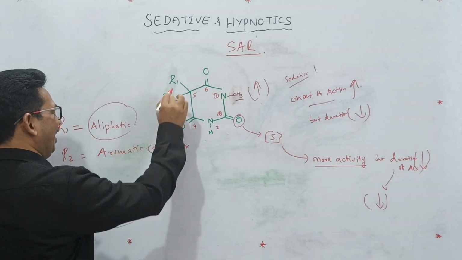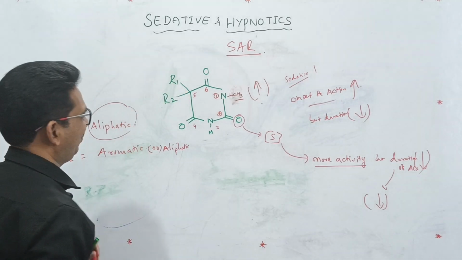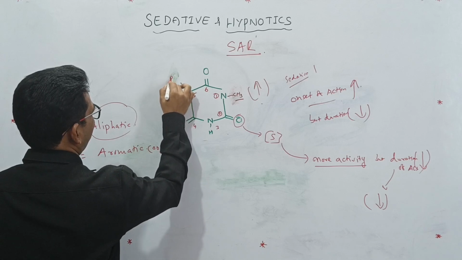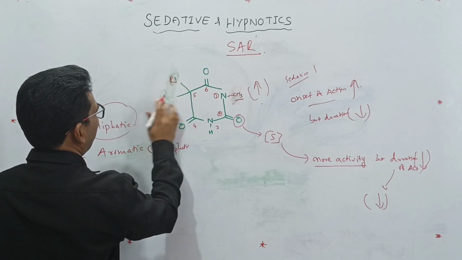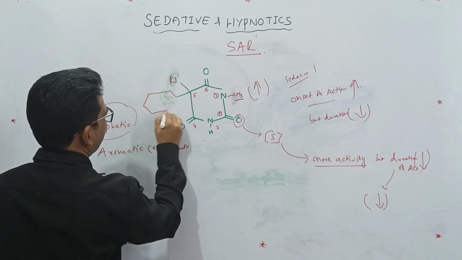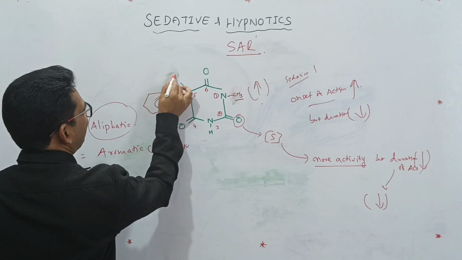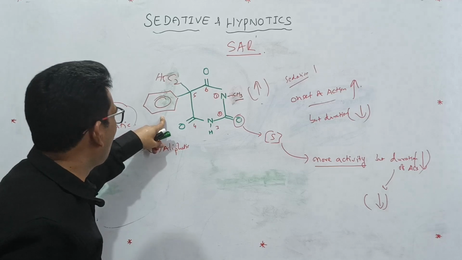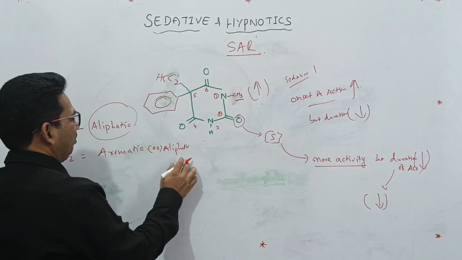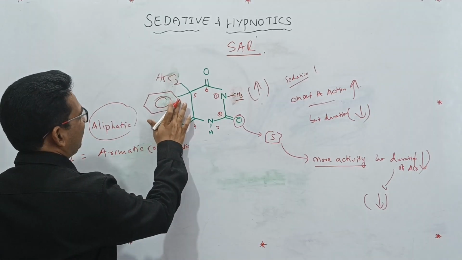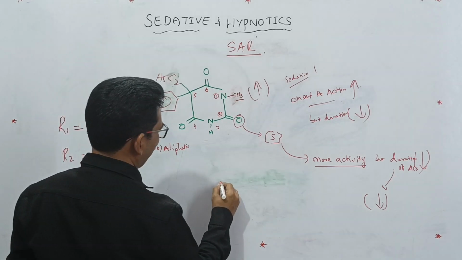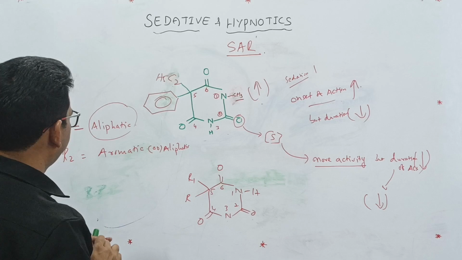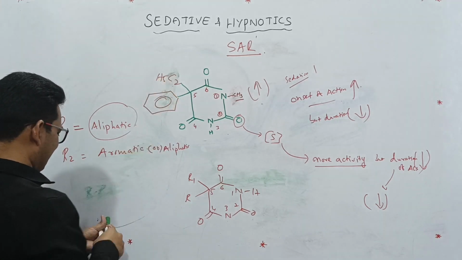But when an aromatic group is there, for example, if R2 is substituted with benzene and R1 is substituted with ethyl, the activity will be more compared to when both are aliphatic. For example, I will write here once again. See, one is aromatic, one is aliphatic.